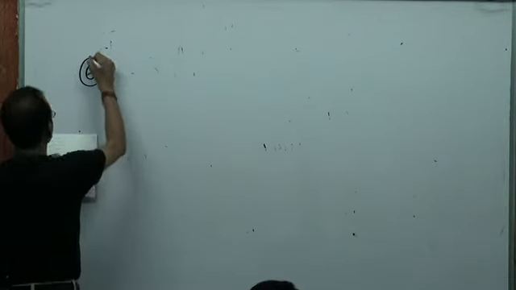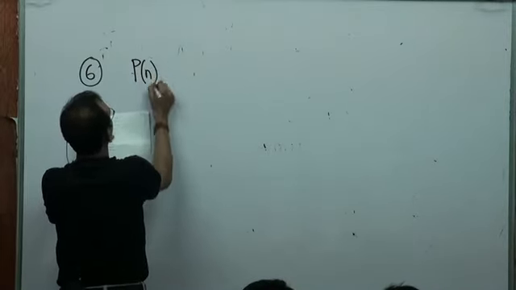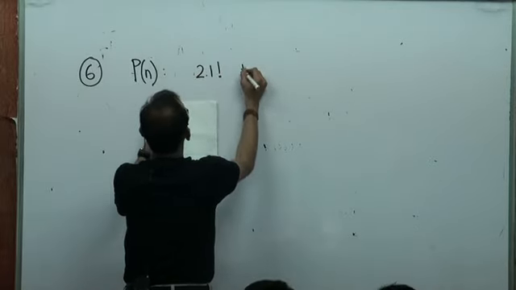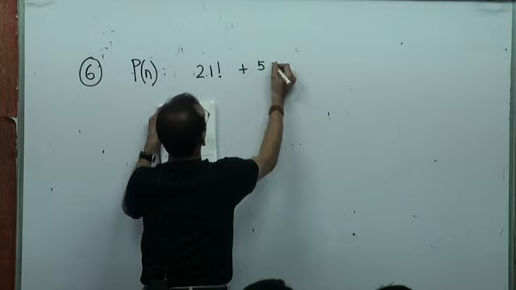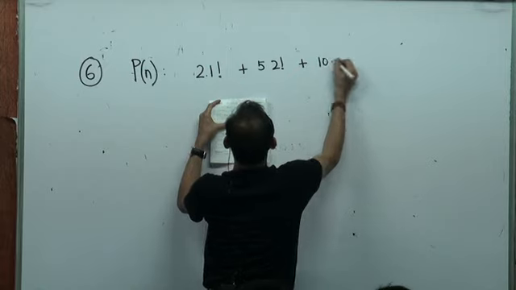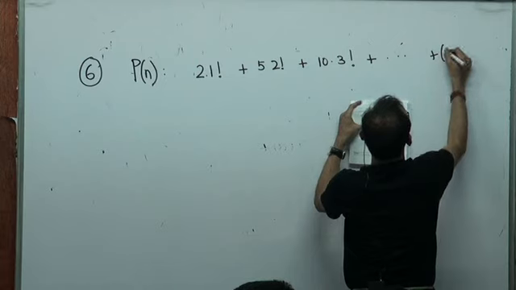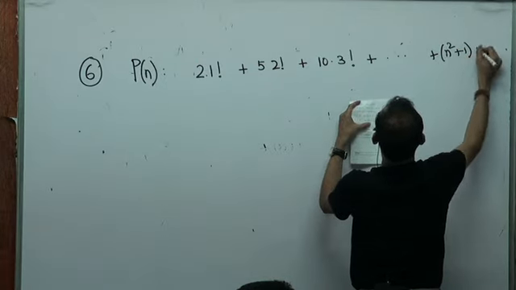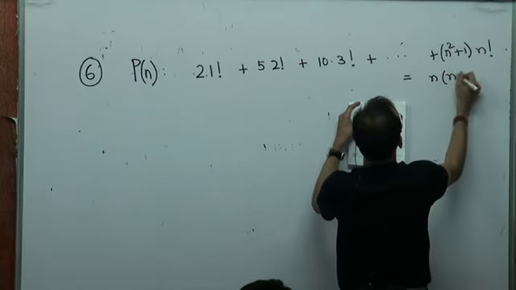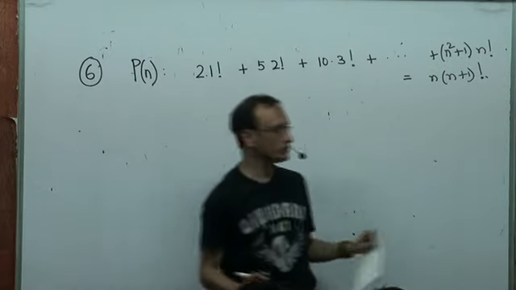Number 6. Pn is a statement which is like 2 into 1 factorial plus 5 into 2 factorial plus 10 into 3 factorial plus ... n square plus 1 into n factorial. We want to now show that this is equal to n into n plus 1 factorial.